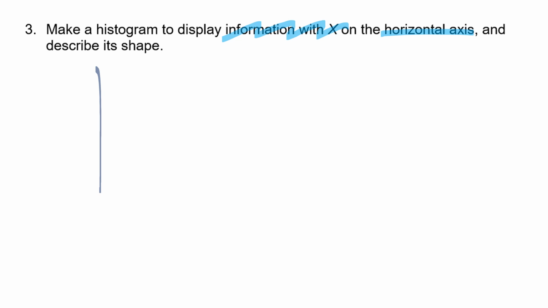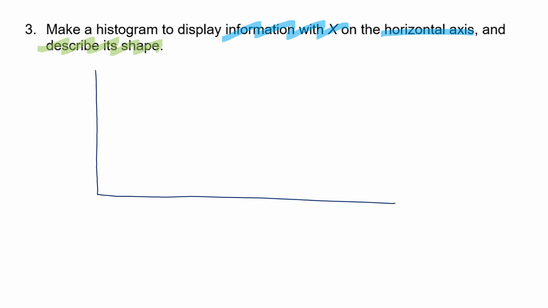So always make sure you're reading all parts of the directions and answering all parts of the questions. So once we're done, we then want to describe the shape. And we won't do all of the SOCS, it just says shape, so we'll just do shape. But if it did just say describe the distribution, then you would have to do everything.